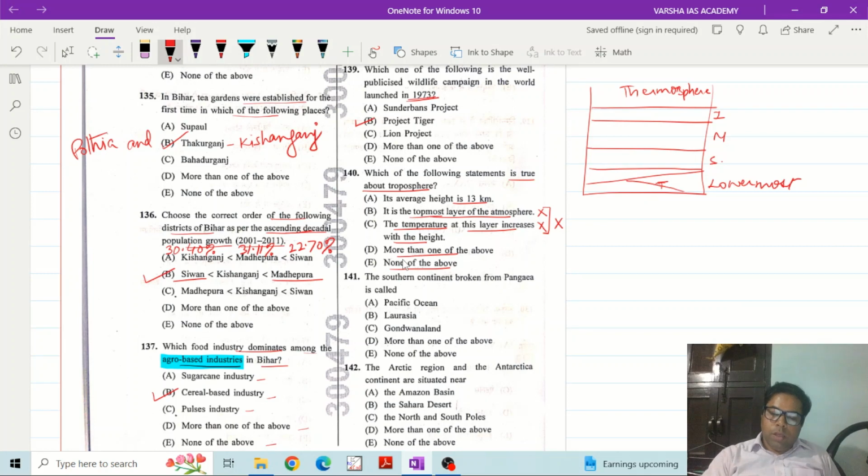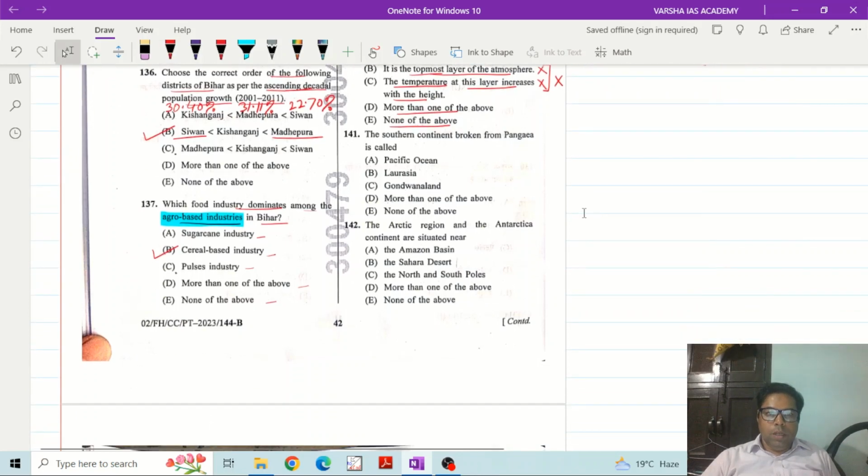Now see, the height of the troposphere is about 16 to 20 kilometers at the equator, and about 8 kilometers at the poles. So this is about 20 plus 8, 28, so the average will be about 13 to 14 kilometers. So there we can go with option 1. So the answer is A. Next, the southern continent that broke from Pangaea is called.